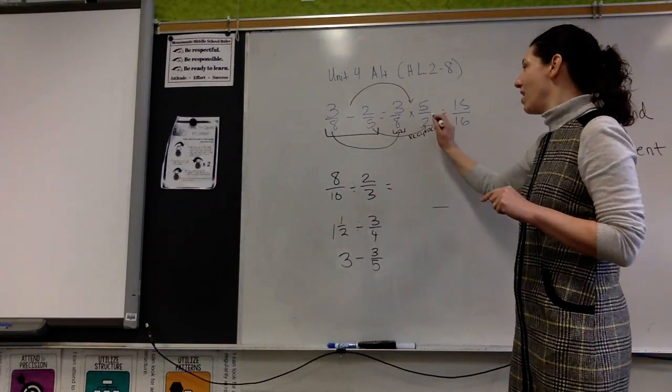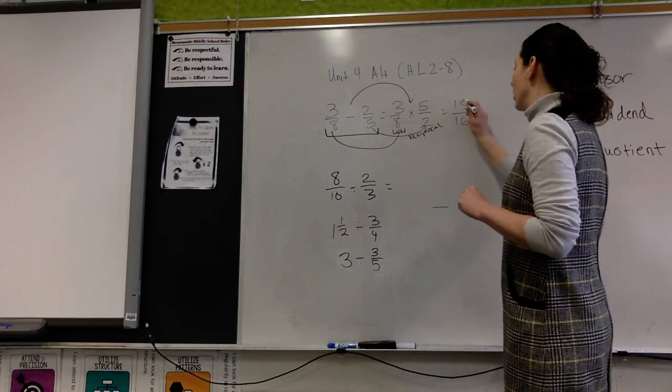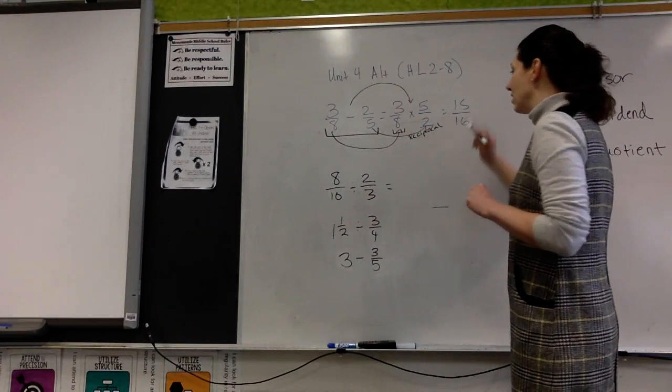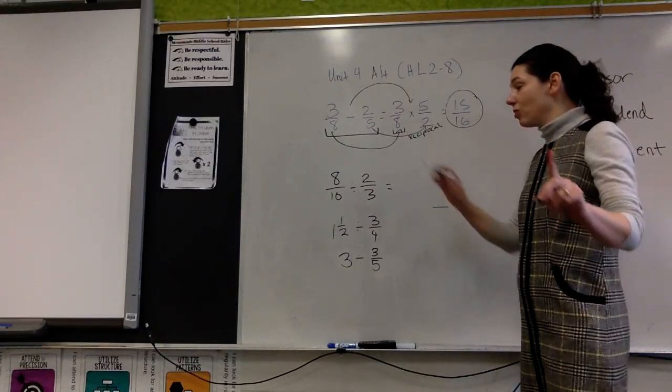Okay, so 5/2 is the reciprocal of 2/5. And then we can just multiply across. 3 times 5 is 15. 8 times 2 is 16. 15/16 is that answer. I'm going to walk us through a couple.